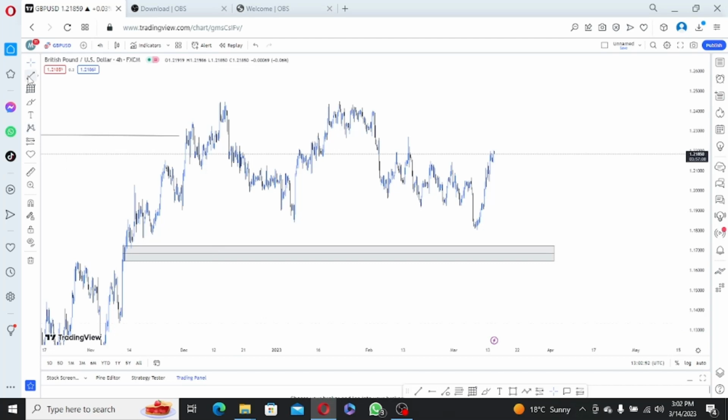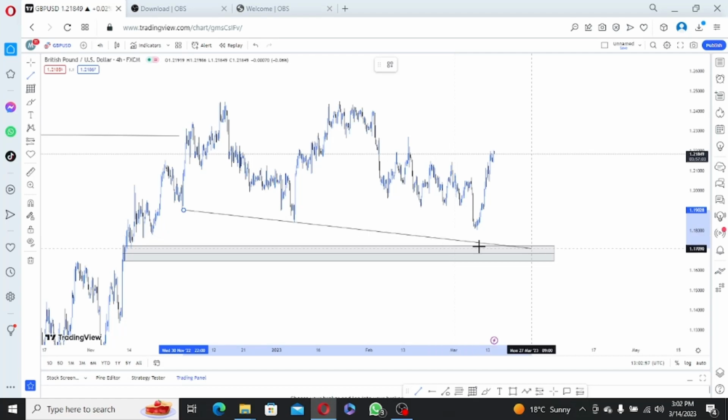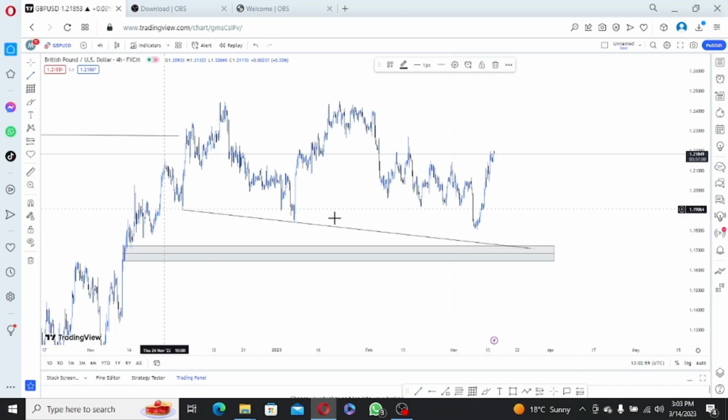So I just want to identify my pattern. This is the pattern that I'm looking at. This being our first touch, this being our second touch, anticipating the last touch, and then that's when we're gonna be looking to go all out to the upside.